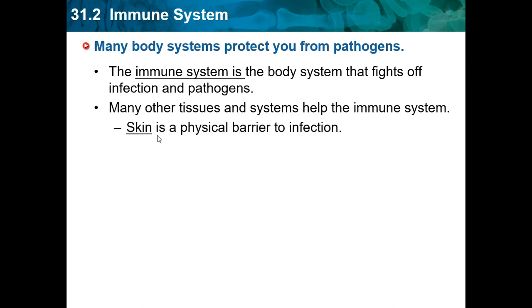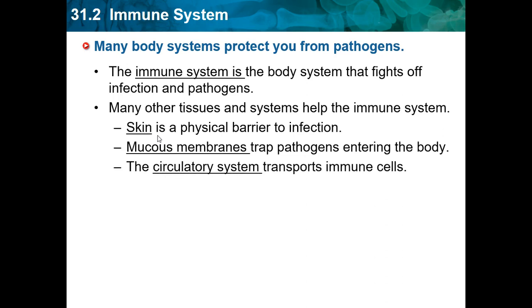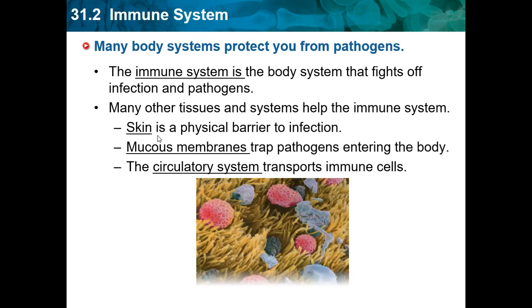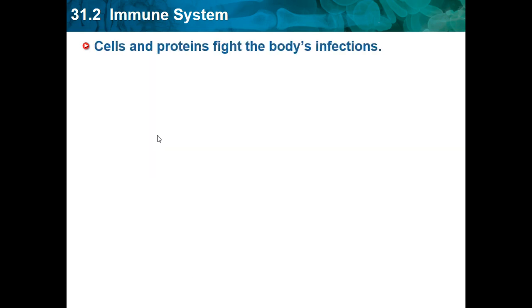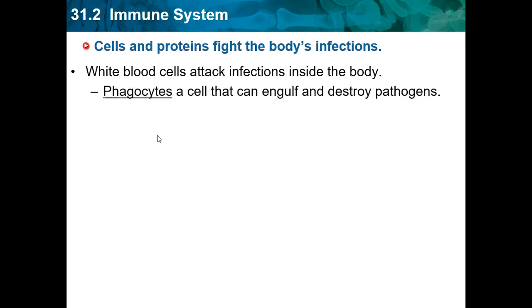Skin is a physical barrier to infection, so it physically keeps things out. Mucous membrane helps trap pathogens entering the body, so we have mucus. The circulatory system transports immune cells, so white blood cells. Cells and proteins fight the body's infection. White blood cells attack infections inside the body.